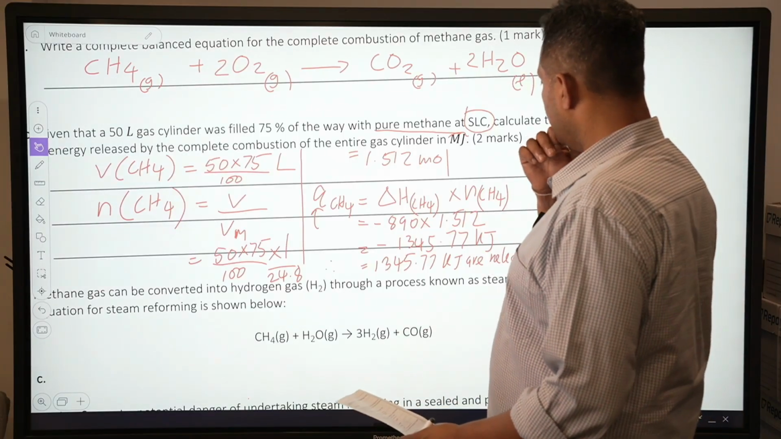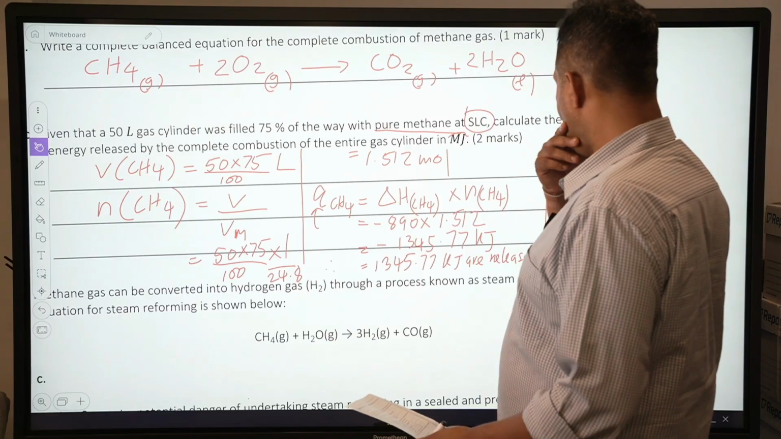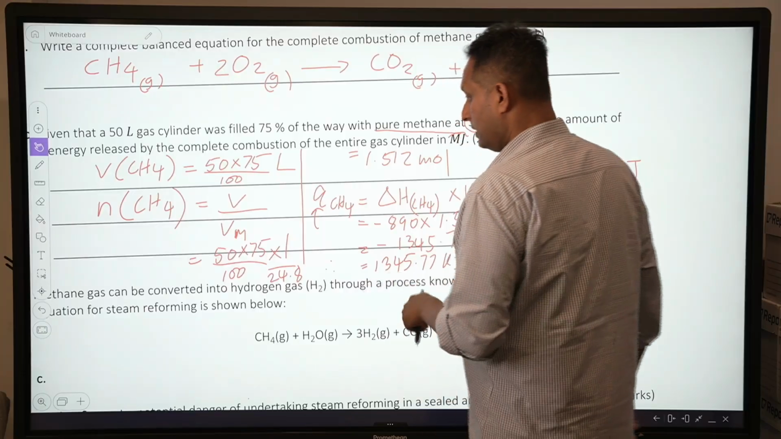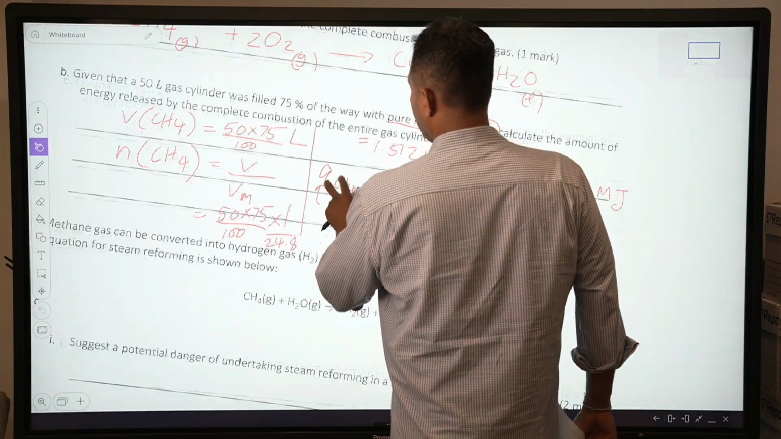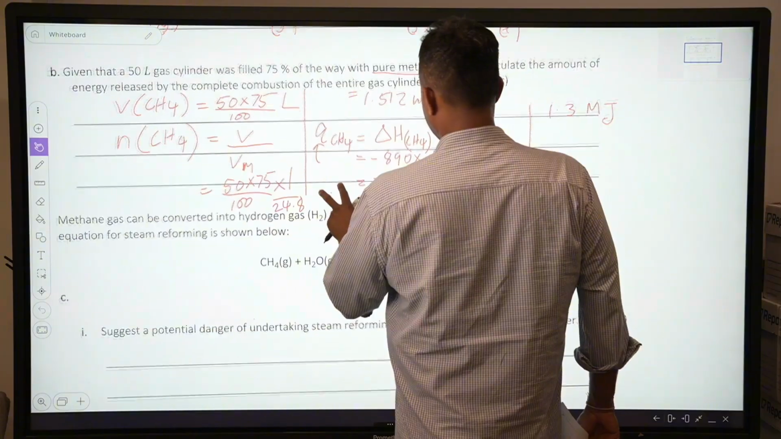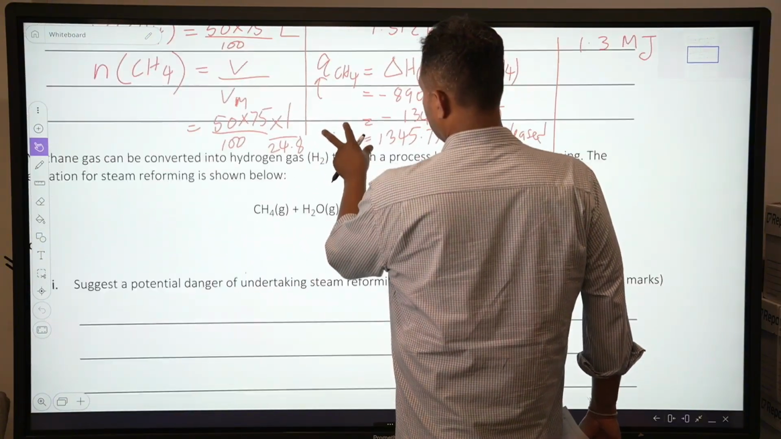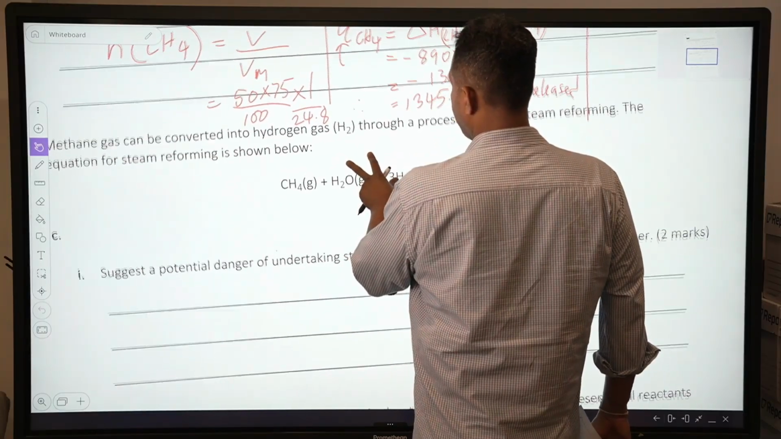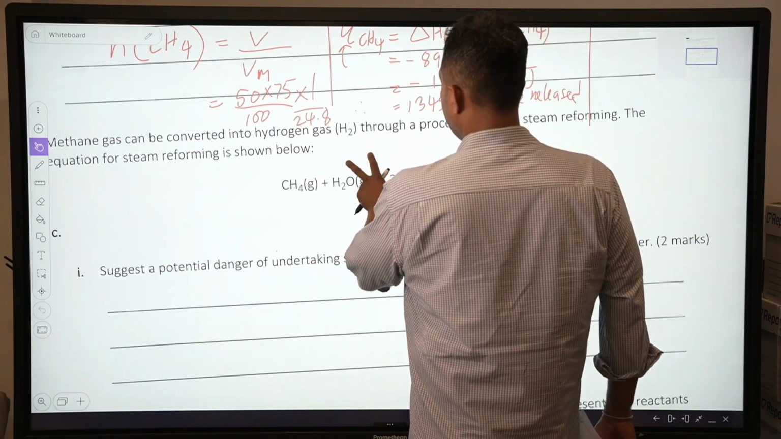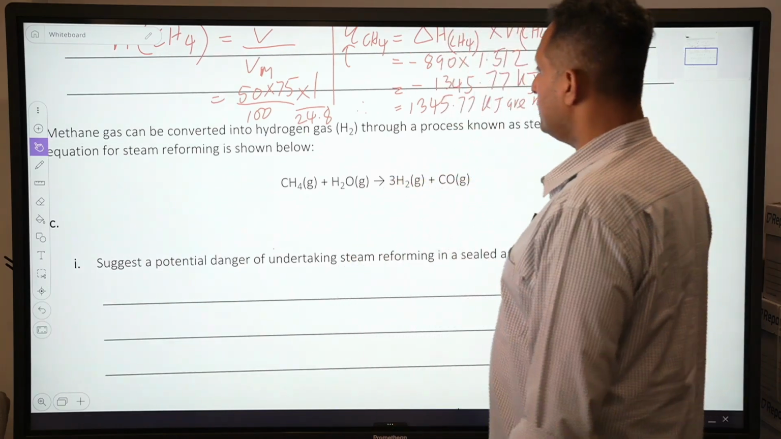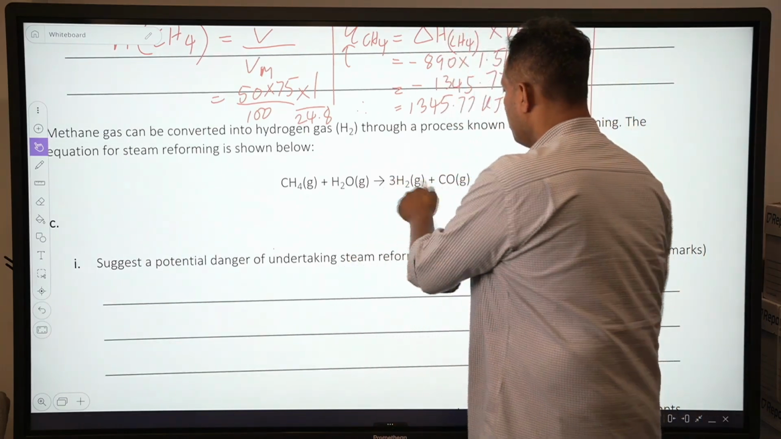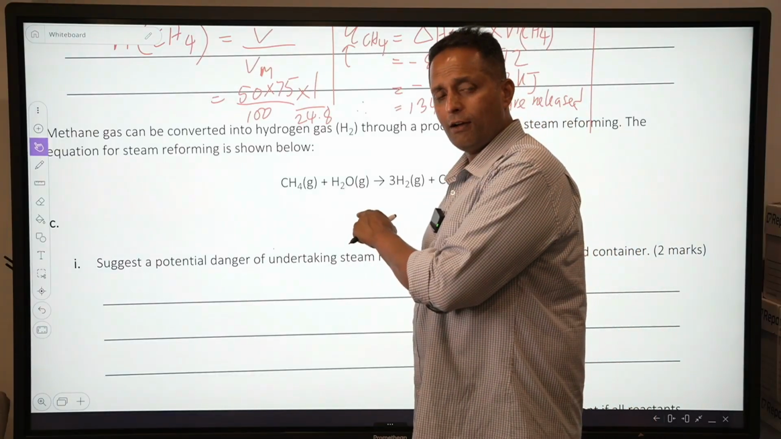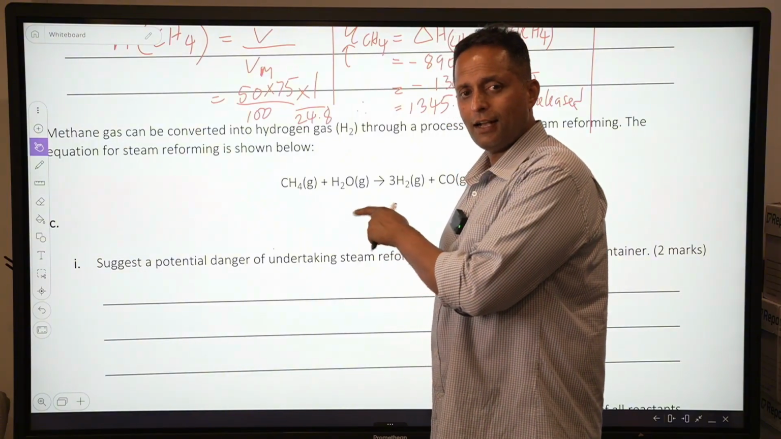All right. Now we are going to do the next question. Look at this question. What does it say? Methane can be converted into hydrogen. Oh, we are producing hydrogen. Oh, that is one way of producing hydrogen.